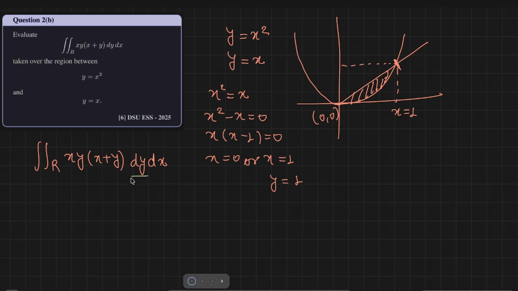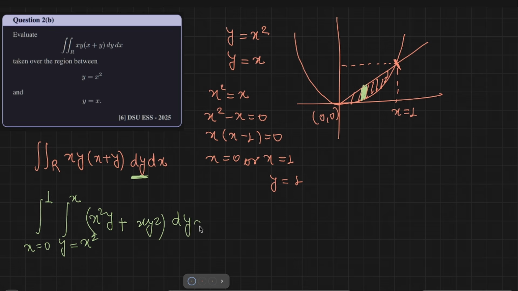Because it is given dy first, it means the first limit is of y and the second limit is of x. So this will be the limit. A strip parallel to the y-axis means from this parabola to this curve. So y goes from x square to x, and x is from 0 to 1. For x plus y, you can multiply like this: this is basically x square into y plus x y square, dy dx.